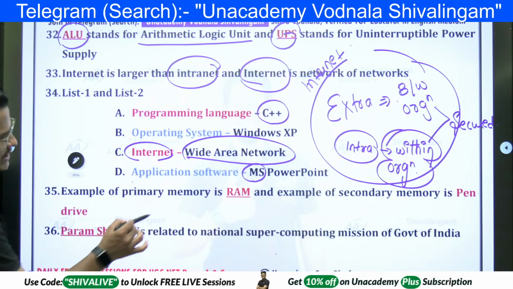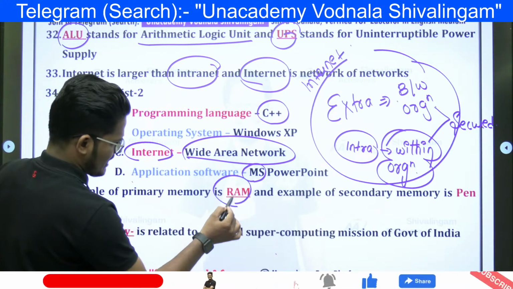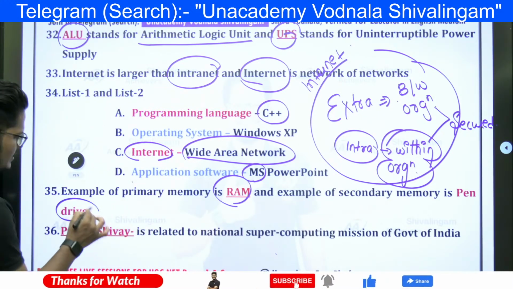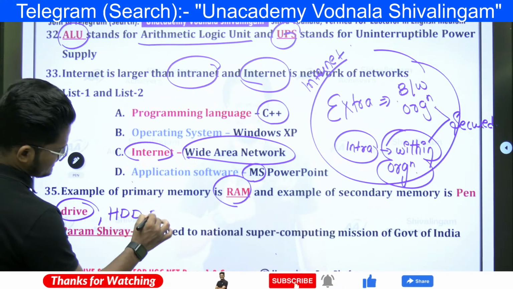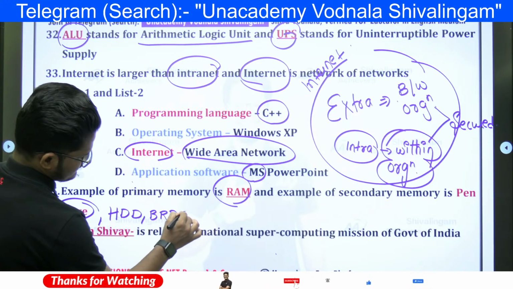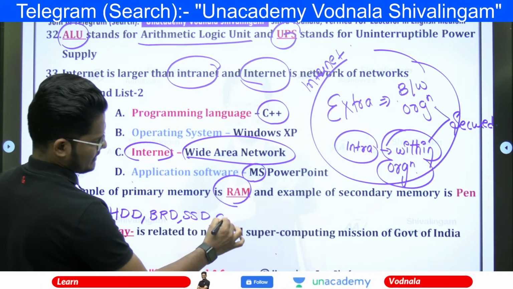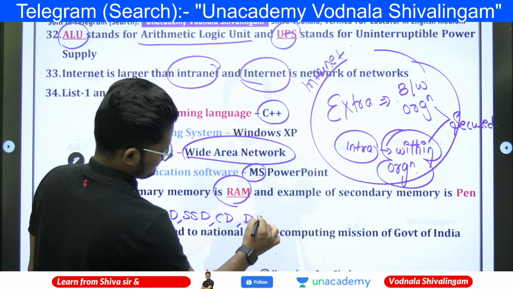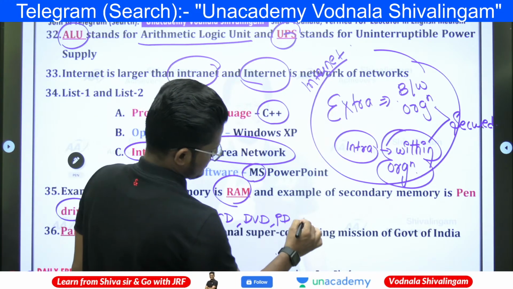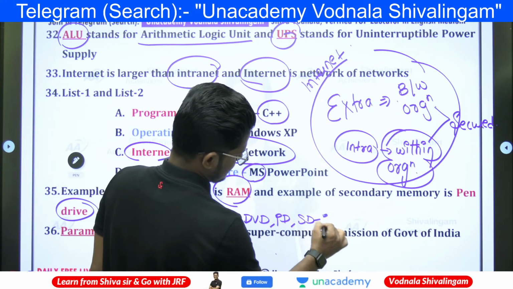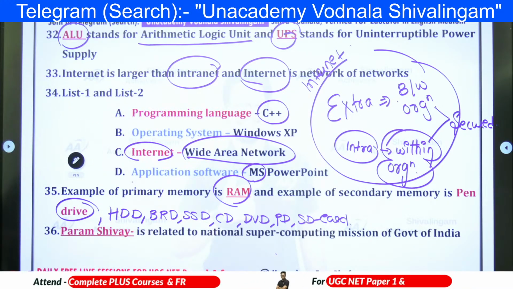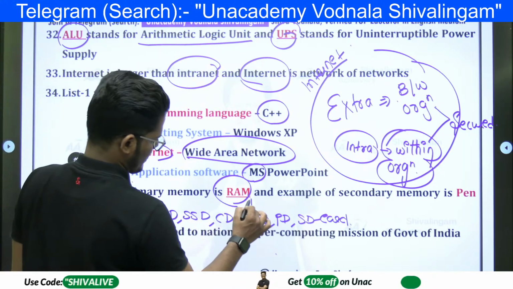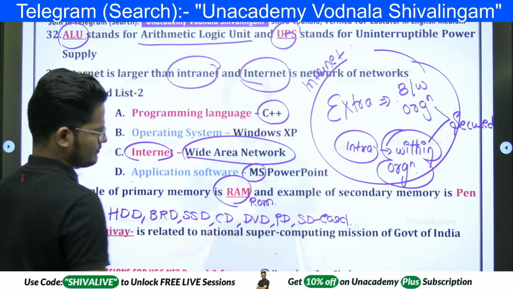Example of primary memory is RAM. Secondary memory is a pen drive, not only pen drive but also hard disk, Blu-ray disc, SSD, CD, DVD, and SD cards, which are memory cards. Those are all part of the secondary memories. Primary memory can be RAM and also ROM.